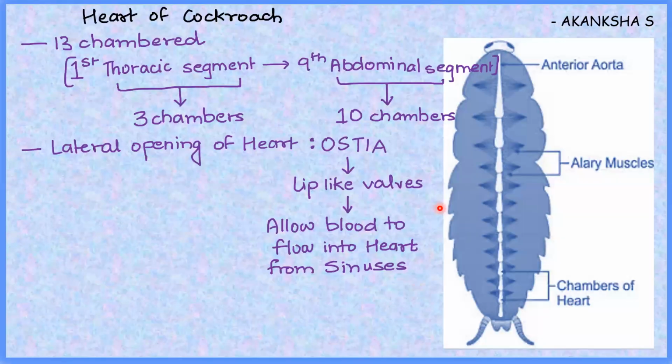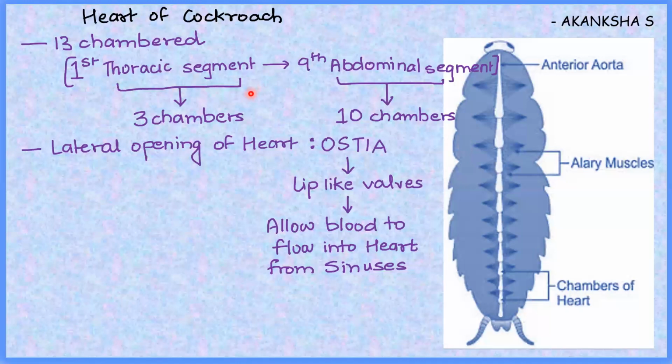Now let's see the heart of the cockroach. Heart is 13 chambered, and it ranges from the first thoracic chamber. The body of the cockroach is divided in such a way that there is head, thorax, and abdomen. So there is 1 head, 3 thoracic segments, and 10 abdominal segments. In the first thoracic segment, the heart chamber is going to start, and it ranges all the way down to the 9th abdominal segment.